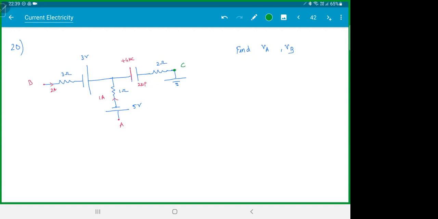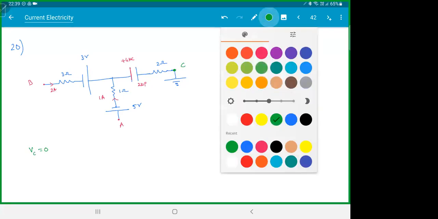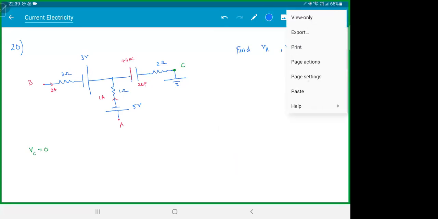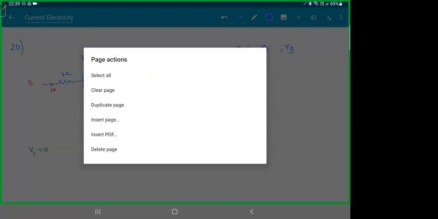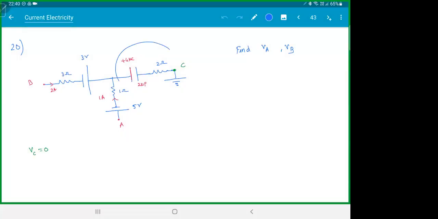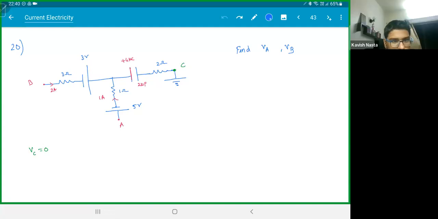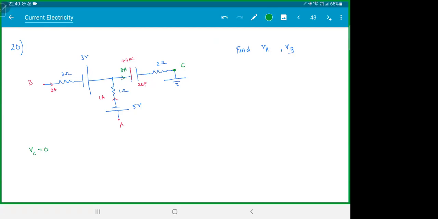Let's see. Start from C because C is 0. Now, first thing before that, you need to figure out something here. You don't know the current in that branch. What is the current in this branch? 3 amperes, junction law, isn't it? 2 is coming from here, 1 is coming from here. So 3 has to go this way, isn't it? There's a current in that branch. 3 ampere. I just didn't show you, but you have to figure it out.